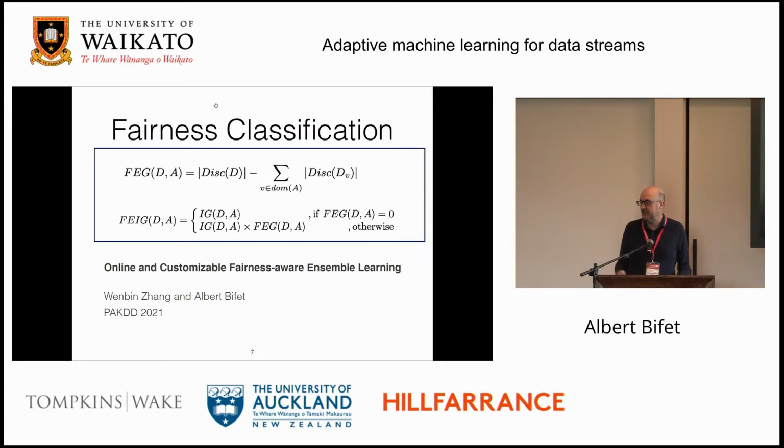Another one that we are quite interested in is on fairness classification. In this case, this is also an ensemble for data streams. The idea is how we can have a model that is not discriminating in terms of features such as race and gender. For that, we were building decision trees using additional information gain measures so that it takes into account the discrimination features.